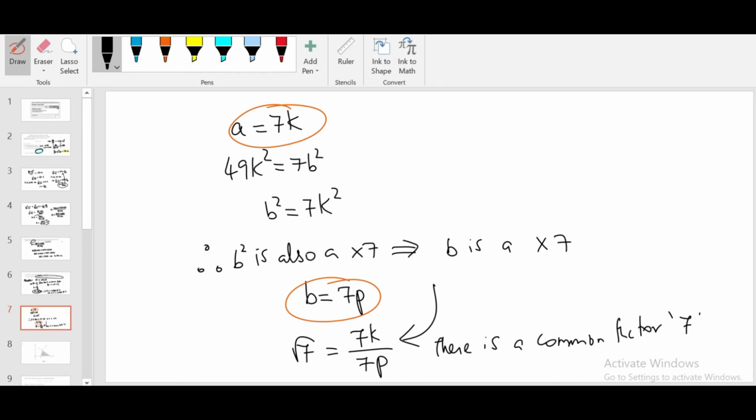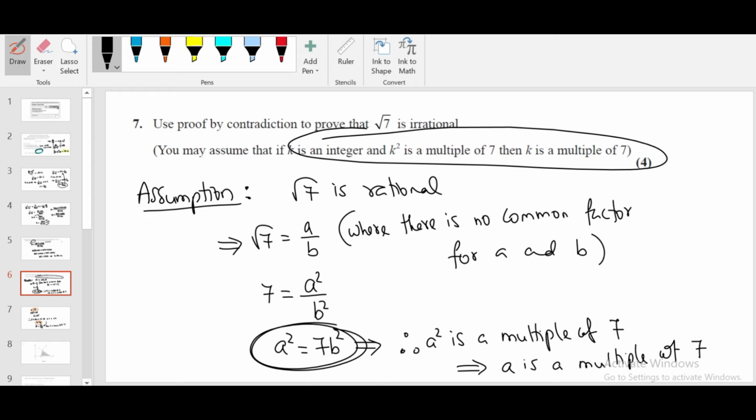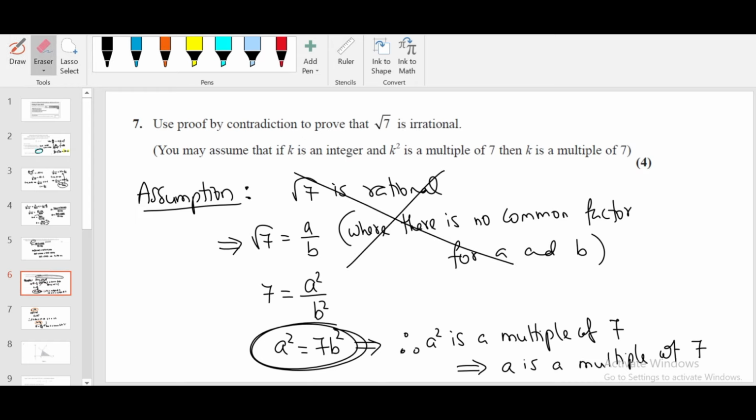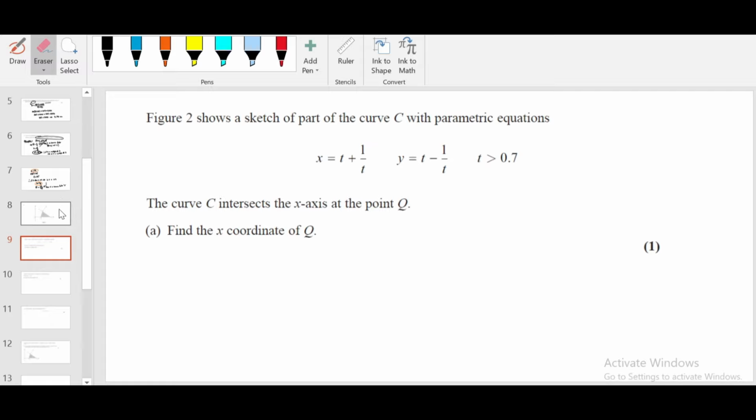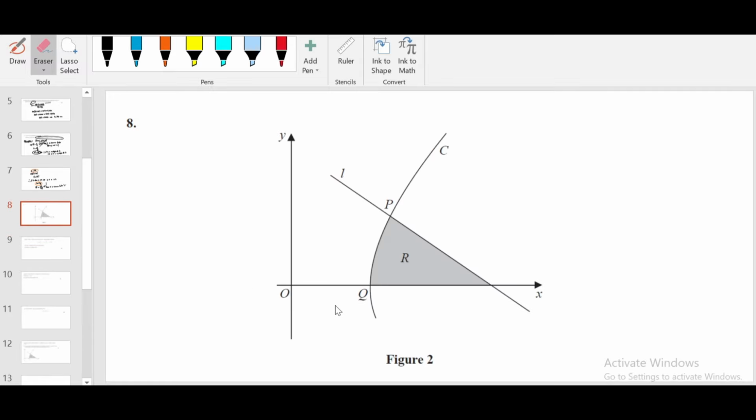And why is it happening? Because the assumption is wrong. When the assumption is wrong, automatically square root of 7 is irrational, not rational. So you need to write the conclusive statements. That's all. Okay, the last question, question number 8 from this paper.